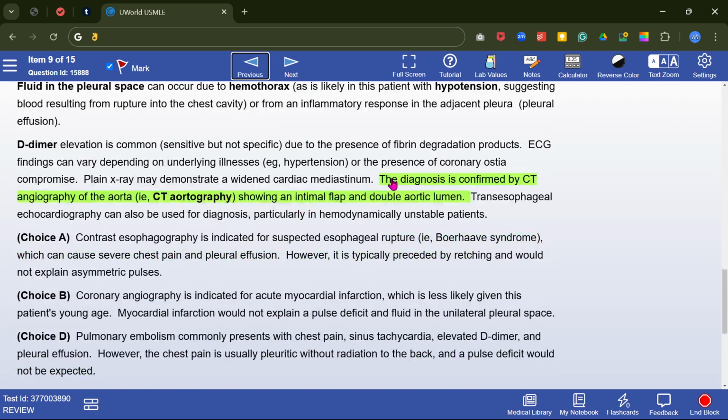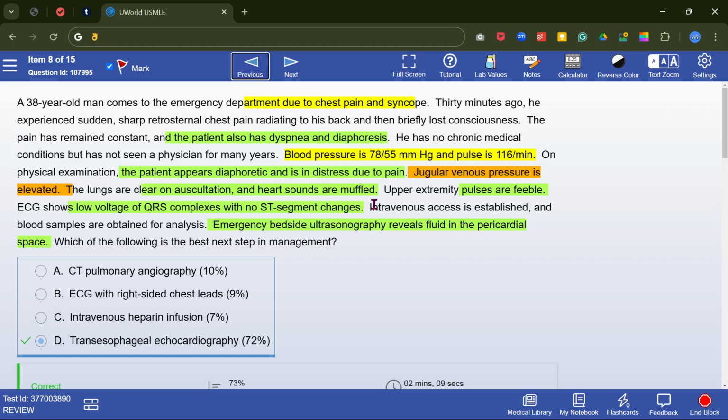The diagnosis is confirmed by CT angiography of the aorta, also known as CT aortography, showing an intimal flap and double aortic lumen.